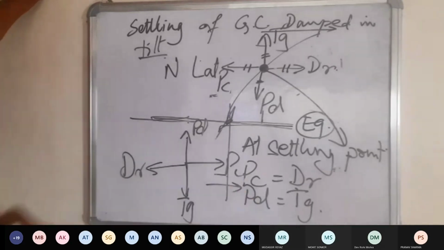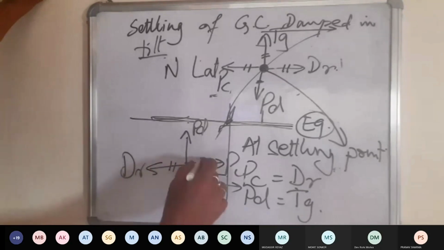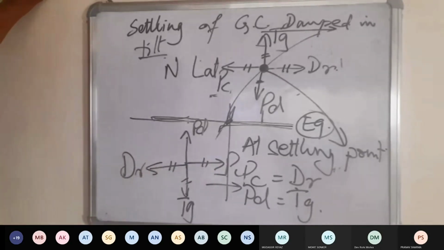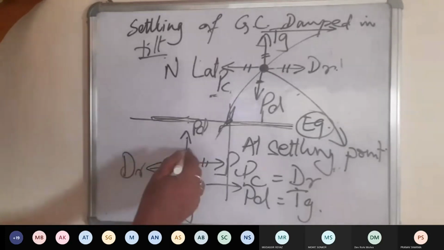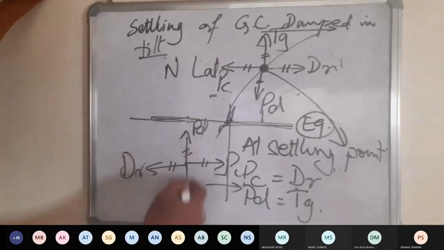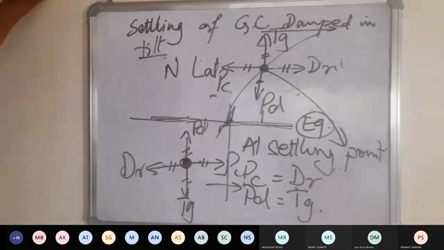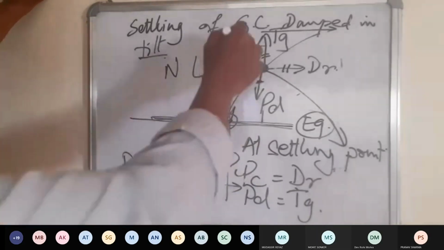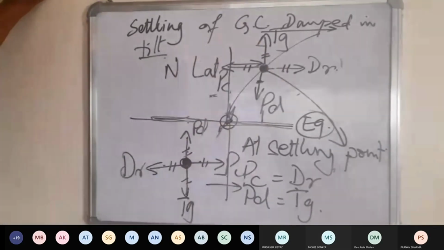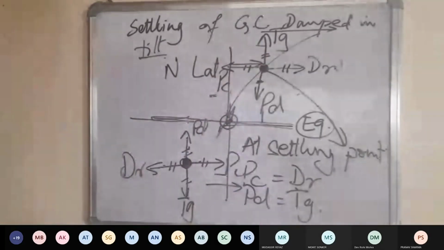Again, the same situation is applicable. DR neutralized by PC, the PC coming by way of TG, TG also producing PD. So this and this equal, this and this equal, वहीं पे वो settle हो जाता. तो इक्वेटर पे कोई एरर नहीं. जैसे लैटिट्यूड में बढ़े तो एरर डेवलप होती है.